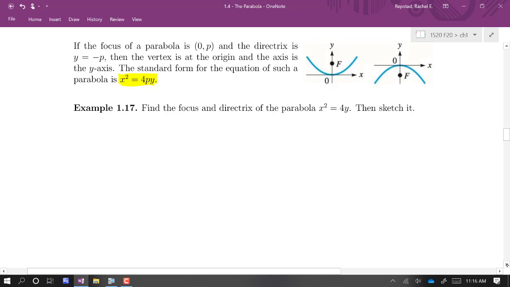Let's do a similar example as we did before. They gave us the equation x squared equals 4y. We can find the focus and directrix. Now this time the focus is on the y-axis and the directrix is a horizontal line, so it'll have an equation of y equals some constant. So our equation is x squared equals 4y.